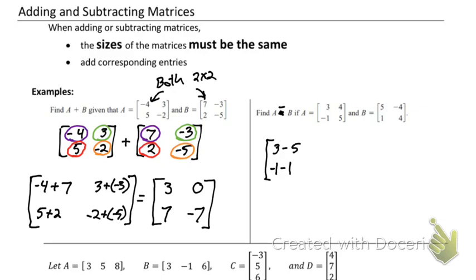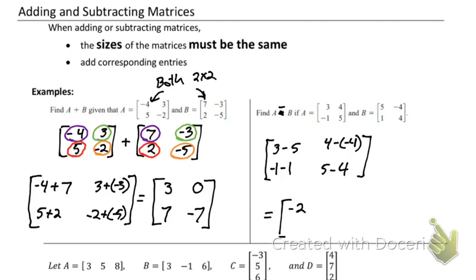And then we're going to go ahead and do a 4 minus a -4. In the bottom right, we're going to do that 5 minus 4. So just to be clear, if I'm doing A minus B, always make sure your A's come first and your B's go second.